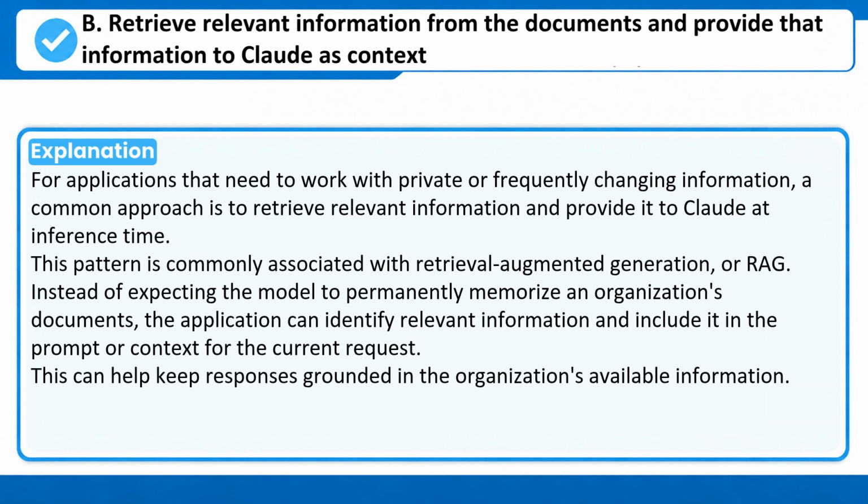Correct answer, B. Retrieve relevant information from the documents and provide that information to Claude as context. Explanation. For applications that need to work with private or frequently changing information, a common approach is to retrieve relevant information and provide it to Claude at inference time. This pattern is commonly associated with Retrieval Augmented Generation, or RAG. Instead of expecting the model to permanently memorize an organization's documents, the application can identify relevant information and include it in the prompt or context for the current request. This can help keep responses grounded in the organization's available information.